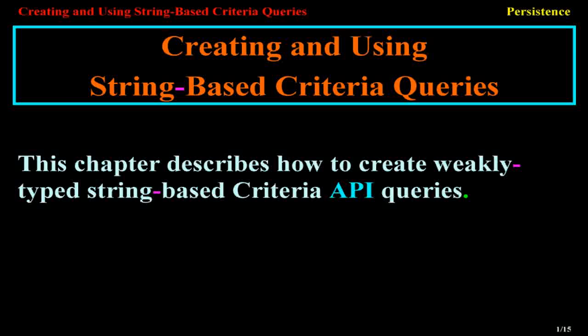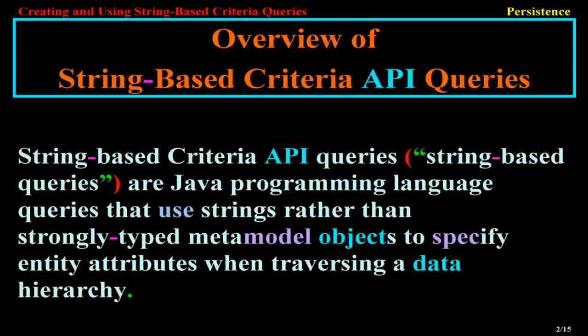Creating and using string-based criteria queries. This chapter describes how to create weakly typed string-based criteria API queries. Overview of string-based criteria API queries.